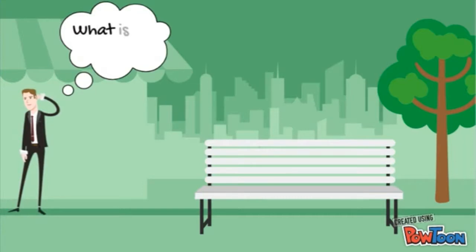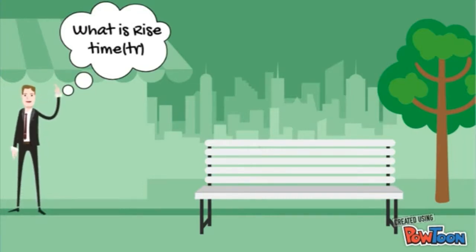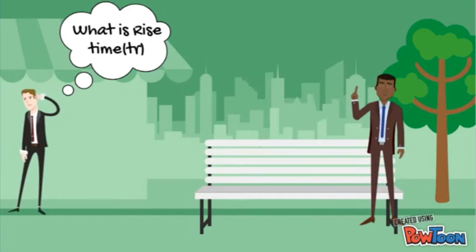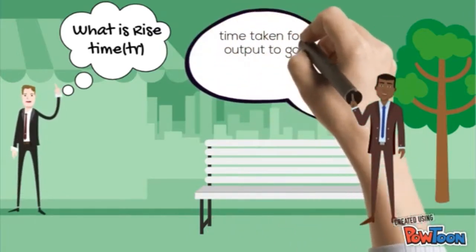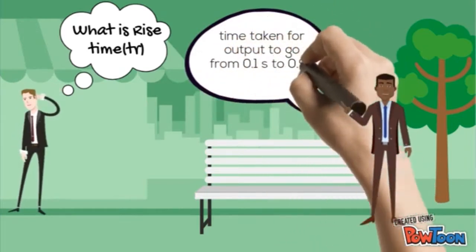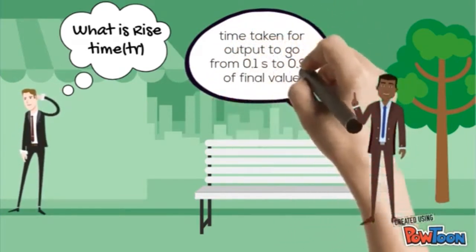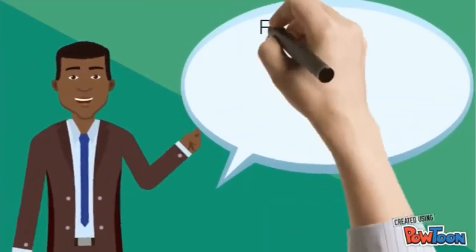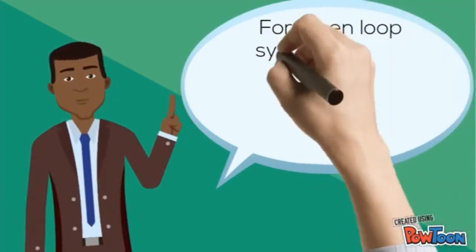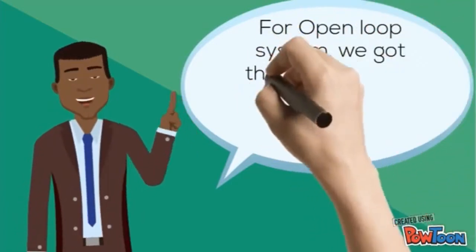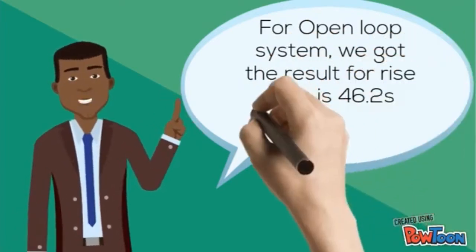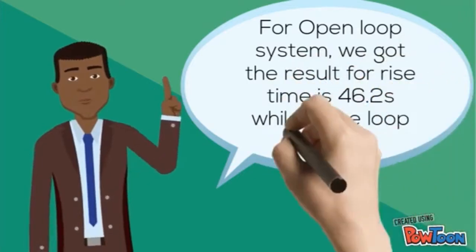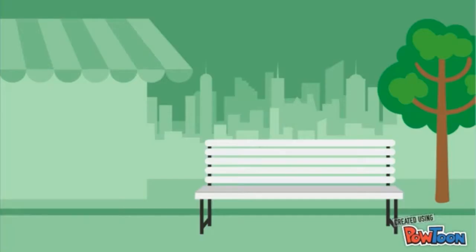What is rise time? Rise time is the time taken for output to go from 10 percent to 90 percent of the final value. For open loop system, we got the result for rise time of 46.2 seconds, while closed loop system is 3.2 seconds.